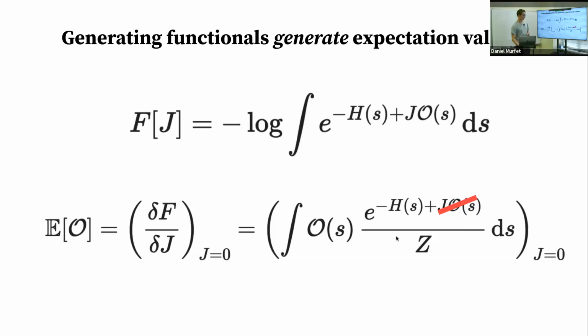And meanwhile, it's also hit the log. So because it's hit the log, this term has come down in the denominator. And so this is just a probability. This e to the minus h of s over z is the probability of that microstate. So now this is exactly an expectation value after you retroactively set j equal to 0.